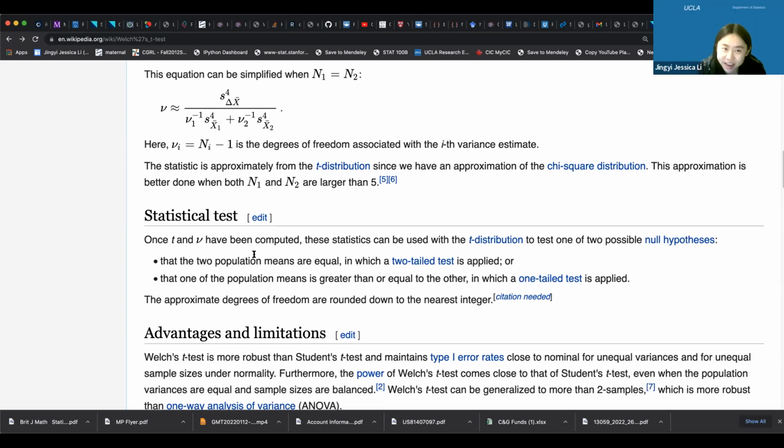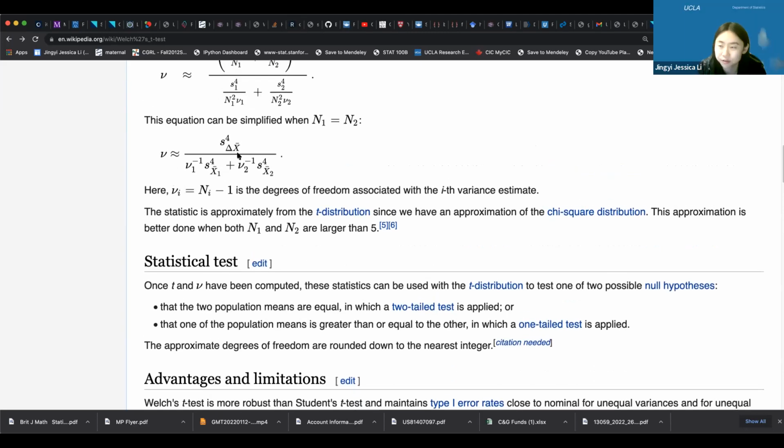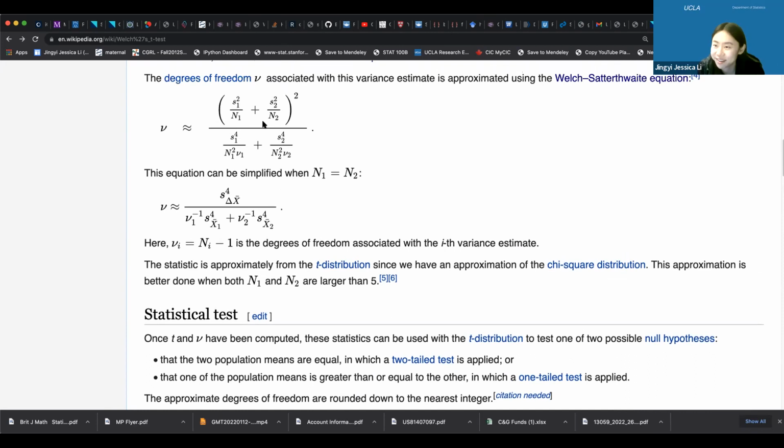Okay, so you say the degrees of freedom here, right? This one's very complex. Yeah, but the thing is that now with the computer, this computation is really nothing, right? So we don't have to compute it by hand.